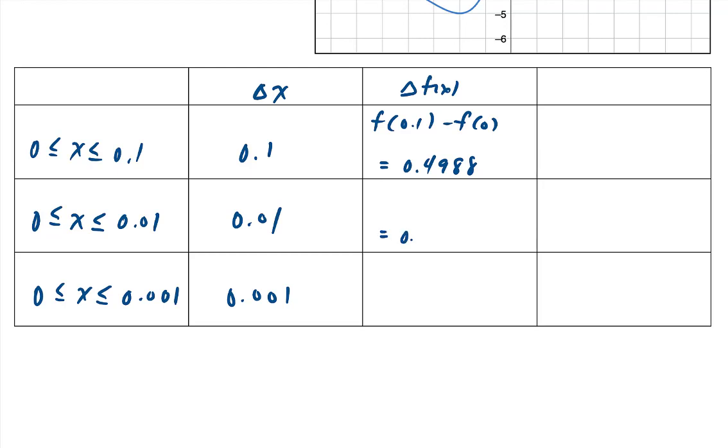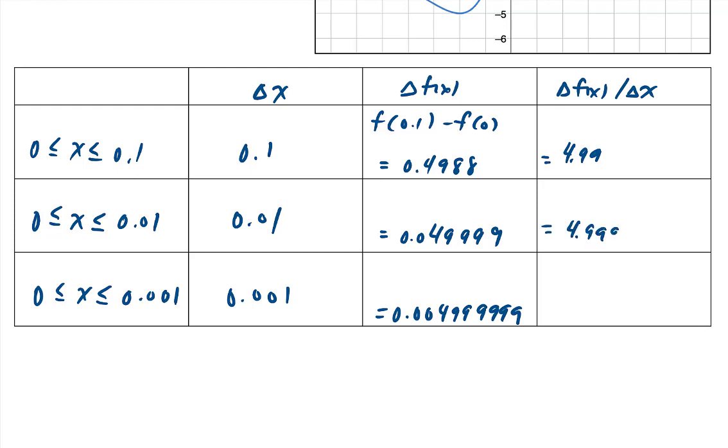For our next interval, I ended up with decimal 0.4999, rounded 9. And for our final interval, I determined the value to be decimal 0.0499999. Taking delta f of x and dividing by delta x, I ended up with 4.99, then 4.9999, and then again 4.99999 and 9. And hopefully you can see that clearly the instantaneous rate of change, or the slope of the tangent, is approaching the value of 5.